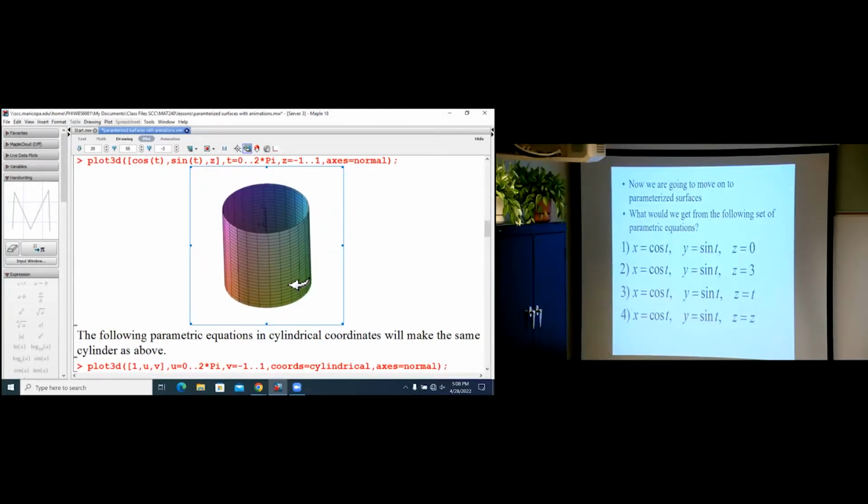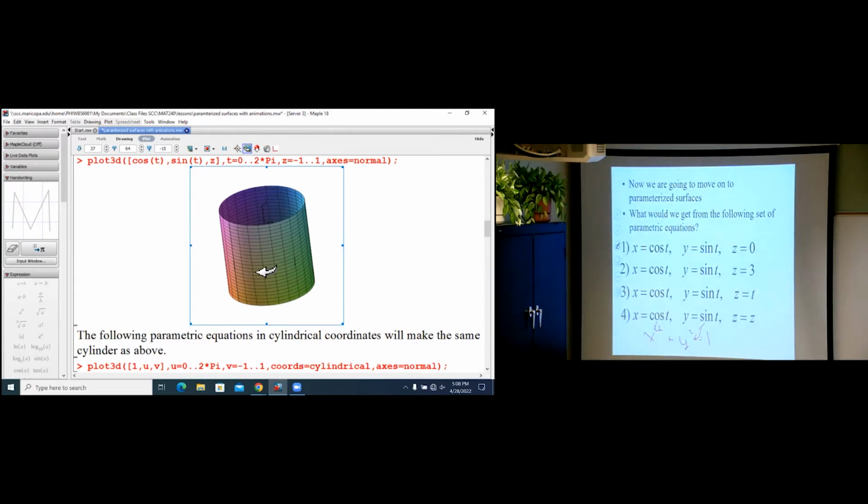Now, it's not a coincidence that we're getting a cylinder of radius 1. Our equations should be related. So if you remember, the formula for a cylinder of radius 1 was x squared plus y squared equals 1. Well, if x equals cosine t and y equals sine t, we'd have cosine squared plus sine squared, which also is equal to 1.